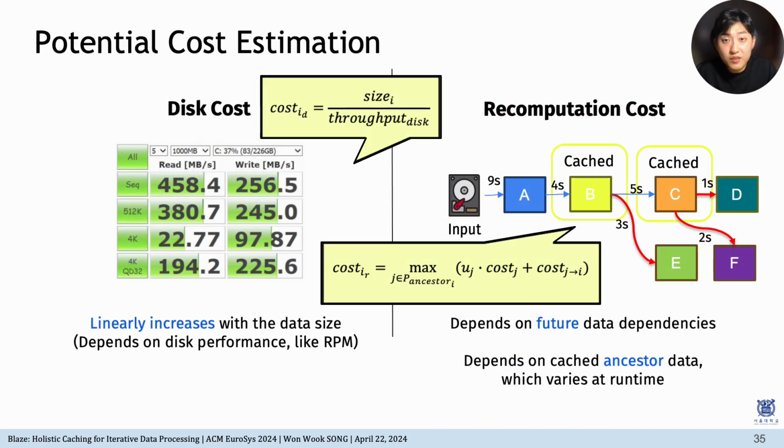In the case for inferring the potential disk and recomputation costs, we perform the estimations based on the recorded metrics as shown on the slide. First, the disk cost can be calculated simply by dividing the size of the partition by the disk throughput. And the recomputation cost can be calculated by recursively adding up the computation costs up to the source data or up to a point where an ancestor partition is cached in memory.